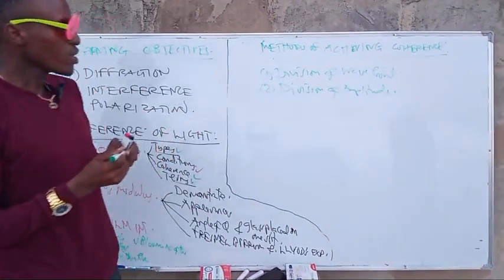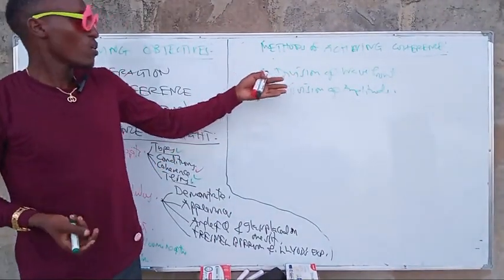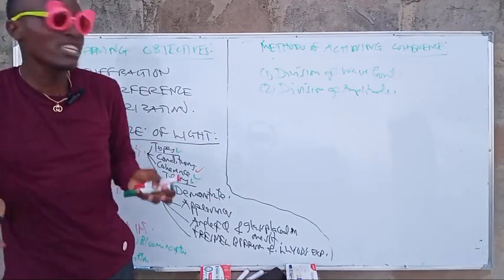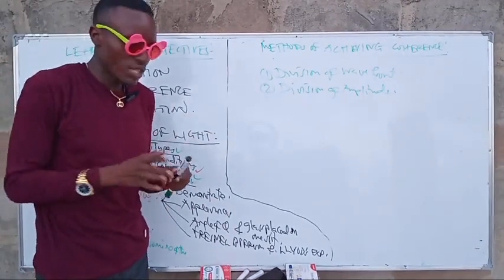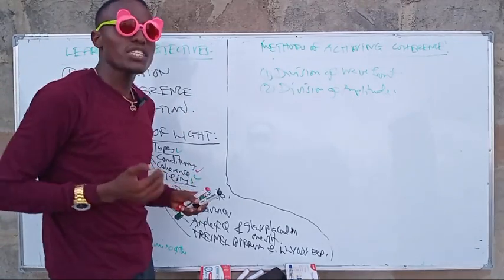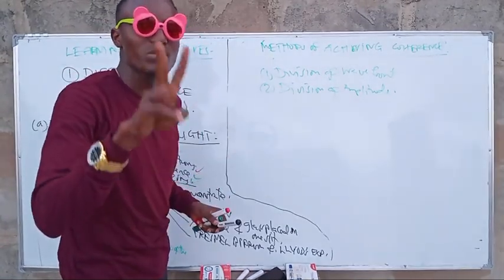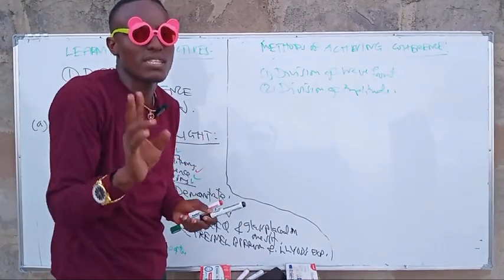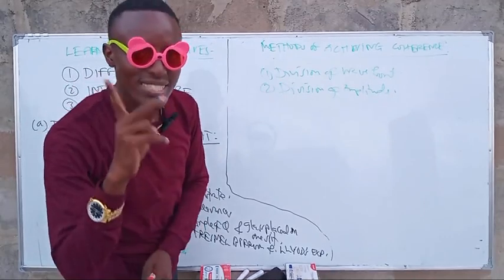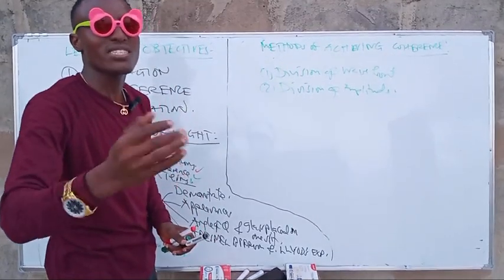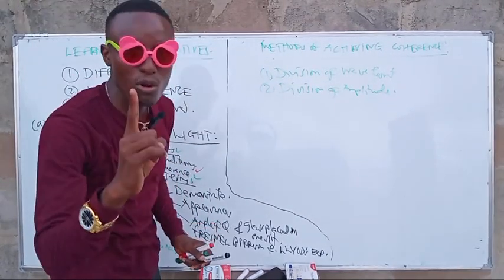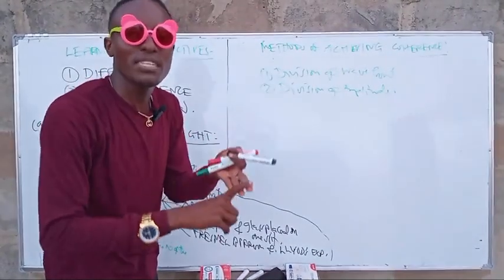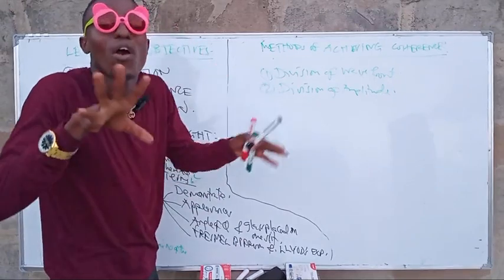How does it occur? Coherence can be achieved by division of wavefront. We use one source which emits light to two slits, which allow just a part of the light to pass through. Since the light passing through the two slits has come from one common source, it has the same wavelength, same amplitude, and same intensity, so they are coherent.